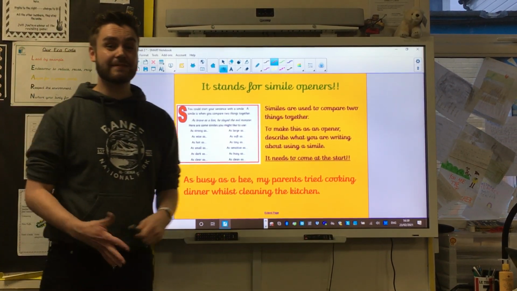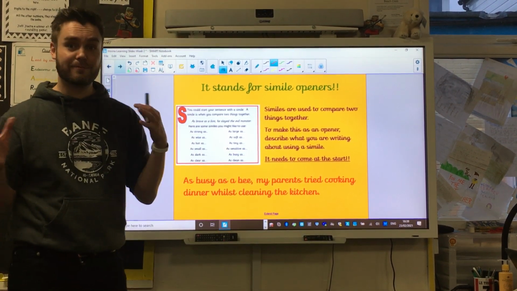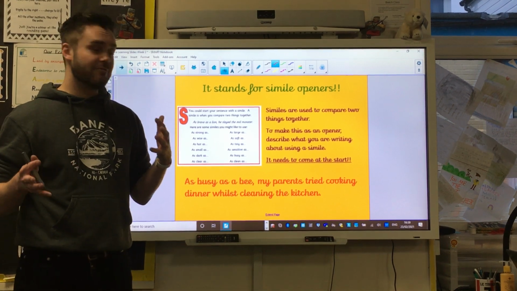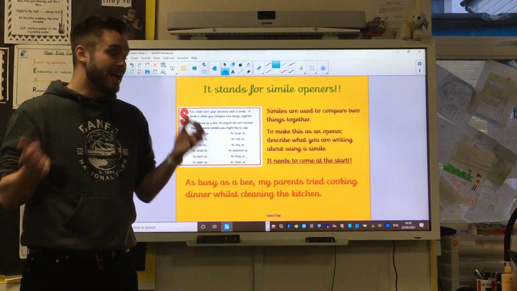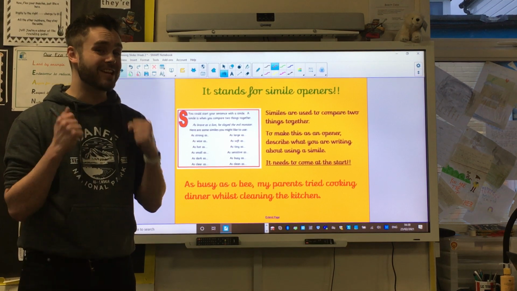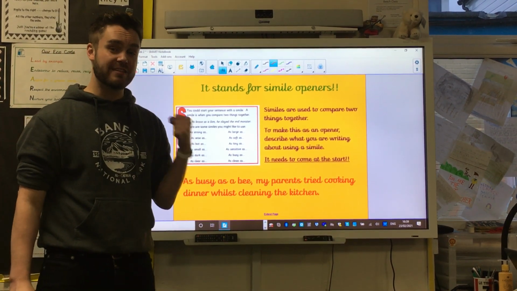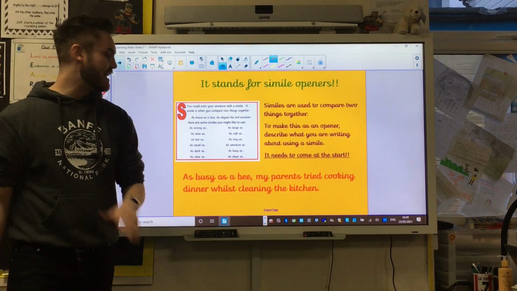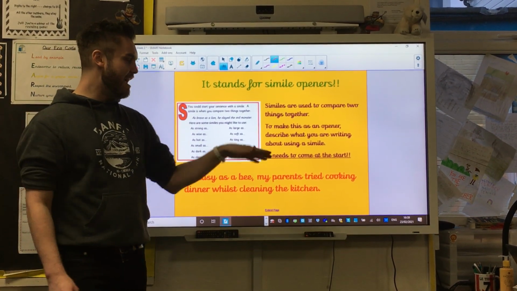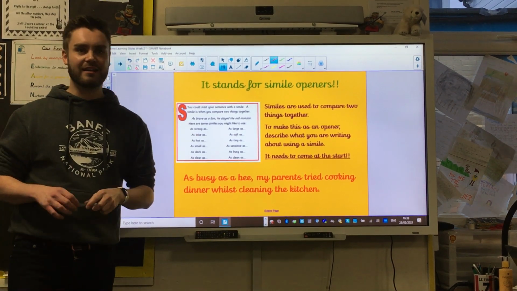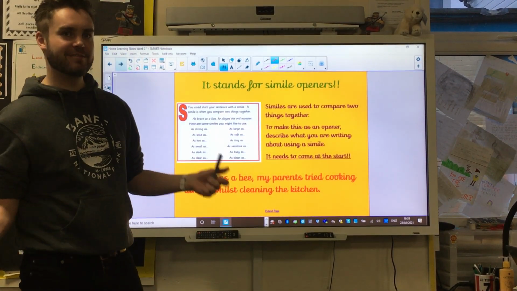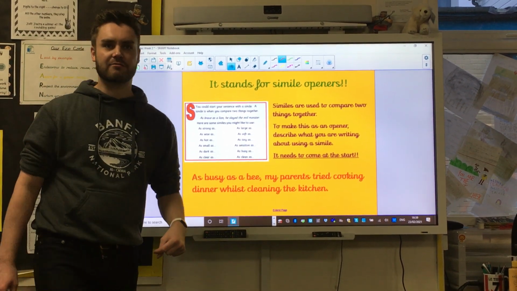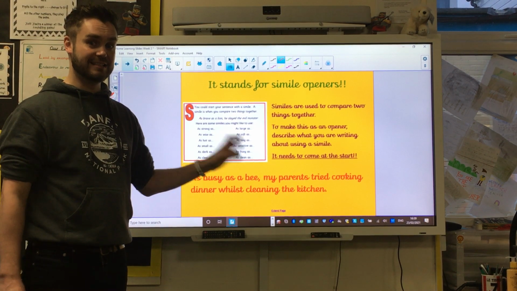Right, the S stands for simile openers. Now, similes are used to compare two things together. To make this an opener, describe what you are writing about using a simile. Remember, it needs to come at the start. These openers always need to come at the start of the sentence. That's the thing that they all have in common. So, you could say, "As busy as a bee, my parents tried cooking dinner whilst cleaning the kitchen." You made a comparison between your parents, the busyness of them, and a bee, and there you go. You've described what they're doing right now. Nice and simple like that.